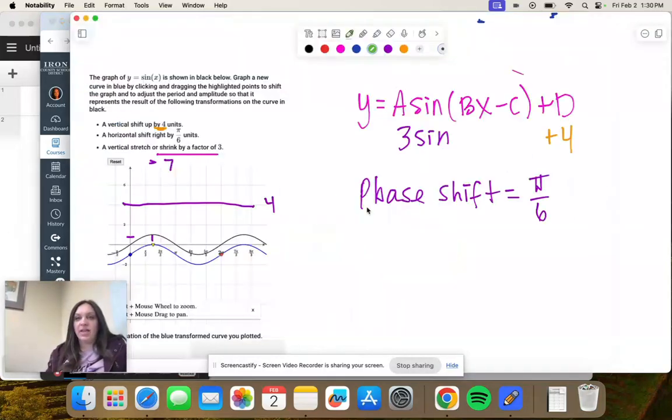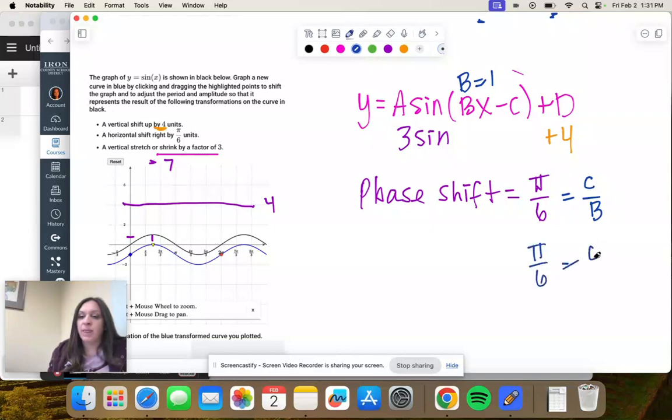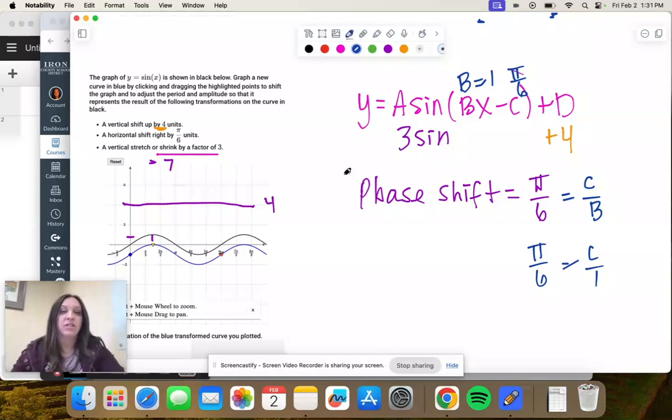We have A, B, and C. So B equals 1 because our period is still 2 pi. Our period never changed. The period is B. Remember, our phase shift is C over B. Okay, well, B's 1. So pi/6 is C. That's our shift value because B's 1. It's just the actual value.